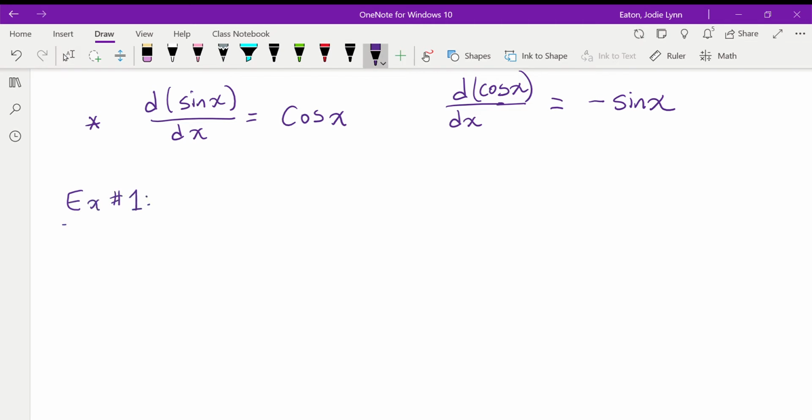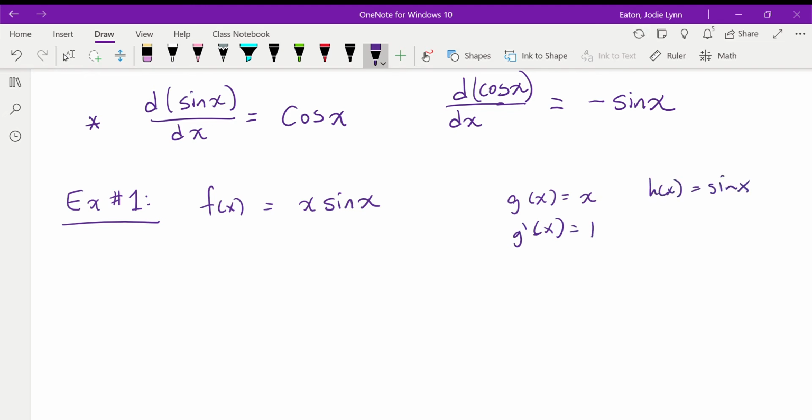So let's look at an example. We have f of x equals x sine x. We have a product of two functions here, so we need to use the product rule. So f of x is x, let's call it g just to make sure we don't get confused with our original f. So g of x is x, g prime of x is 1, h of x is sine x, h prime of x is cos x.